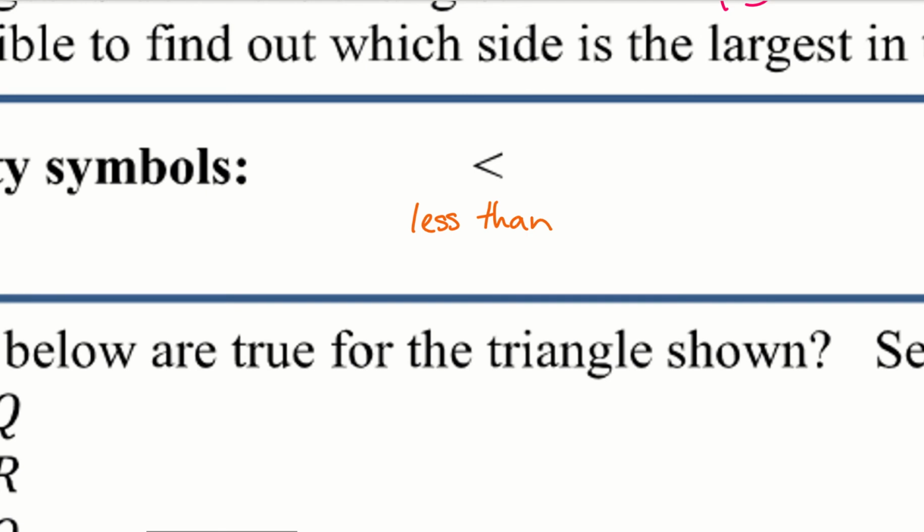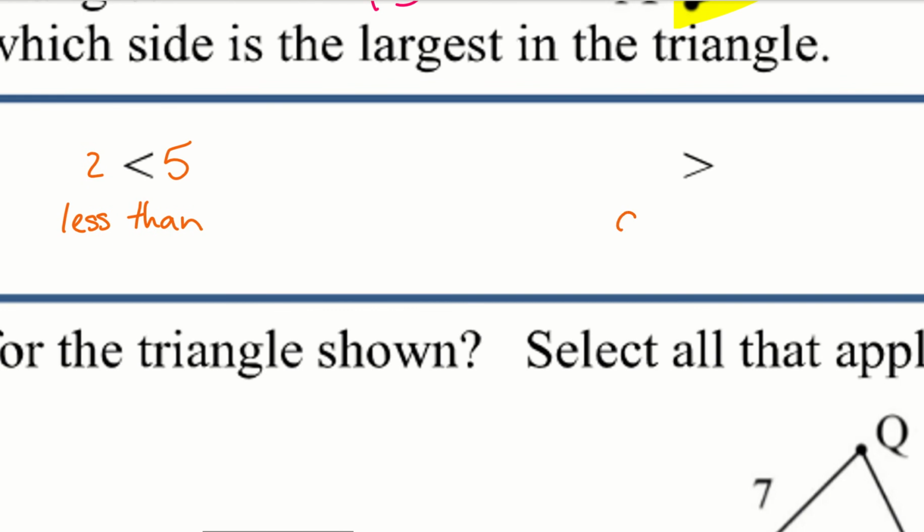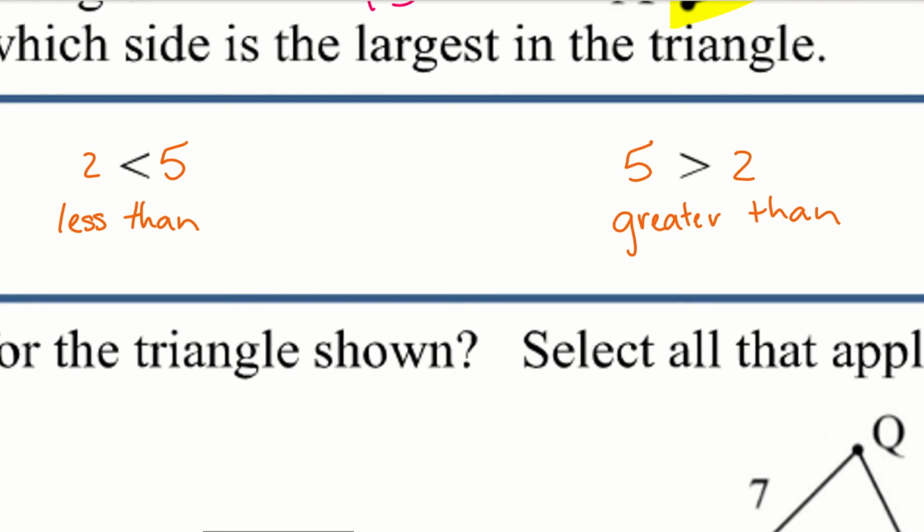So if I had 2 is less than 5, right? All right, and then this symbol over here is greater than. So if I wanted to, I can switch that around, so 5 is greater than 2. Okay.